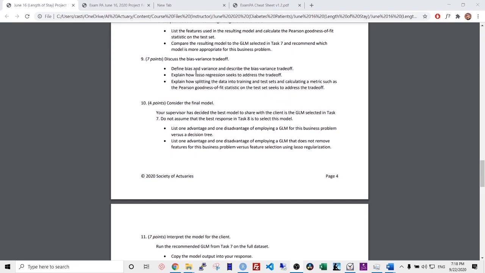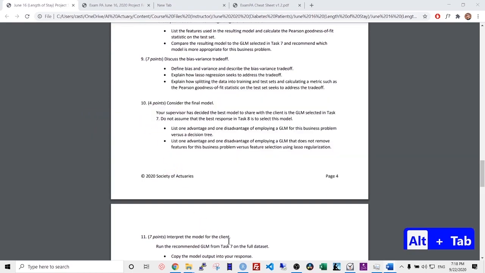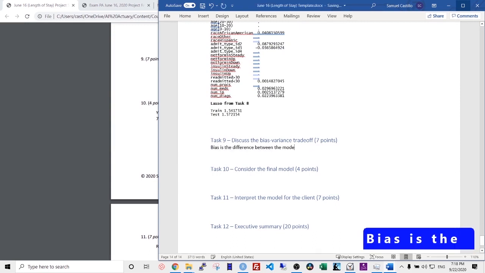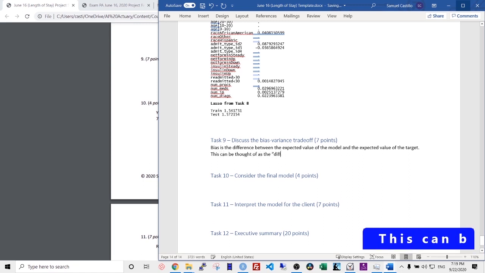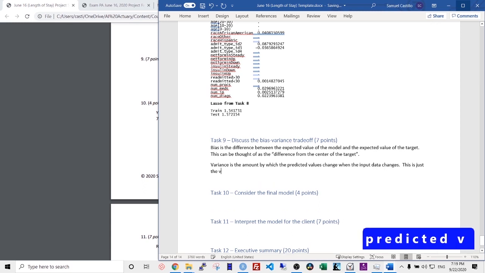So first point, what is bias and what is variance? You just need to remember the statistical definitions. There's no shortcut for this question. Bias is the difference between the expected value of the model and the expected value of the target. This can be thought of as the difference from the center of the target. Variance is the amount by which the predicted value changes when the input data changes. This is just the statistical variance of the predicted values.